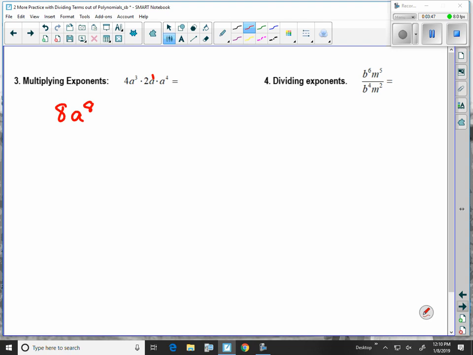Okay. What happens when we divide? We subtract. So this would be b to the second.